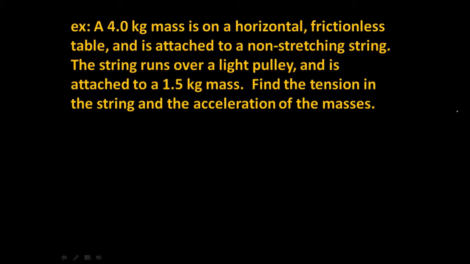Let's suppose we have a 4 kilogram mass on a horizontal frictionless table attached to a non-stretching string. Now, you can't have the string stretch, because if it does, it could be like silly putty and stretch until the hanging mass goes all the way to the floor without moving the one on the table at all. The string runs over a light pulley and is attached to a 1.5 kilogram mass. Find the tension on the string and the acceleration of the masses. So we're going to find two things. Tension, by the way, is a name for a pulling force.